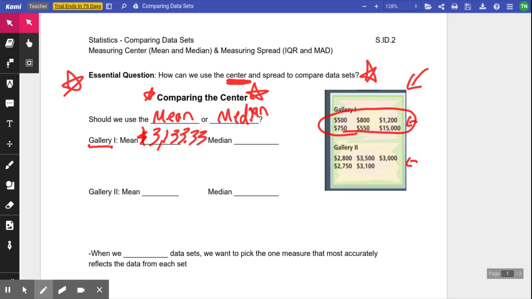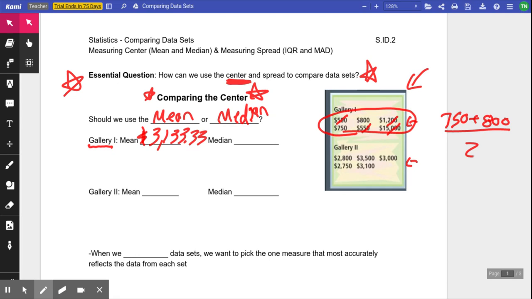If I do that, I'm going to have the numbers 750 and 800 in the middle. There's 2 numbers left, right? I get rid of 500, I get rid of 1500, I get rid of 500, I get rid of 1200, and then I'm left with these 2 in the middle, right? So what I have to do with those is add those and divide by 2.